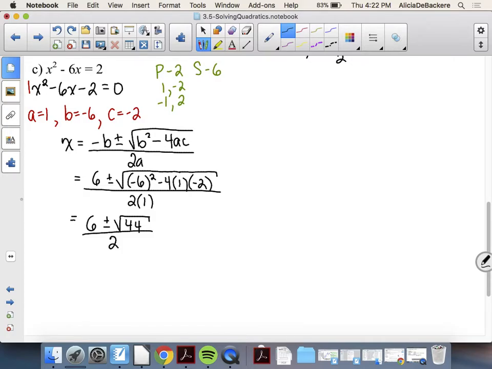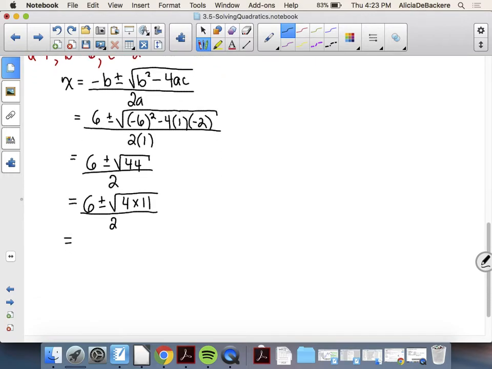And now I'm going to try to simplify this using my radical rules from yesterday. So I can see that 44, I can make that into a simpler form by writing 44 as a multiple of a perfect square. 44 is the same as 4 times 11, and 4 is a perfect square. That means that I can take the 4 out of the square root. When I do that, I actually have to square root it. So the square root of 4 is 2. And then the 11 stays under the square root.